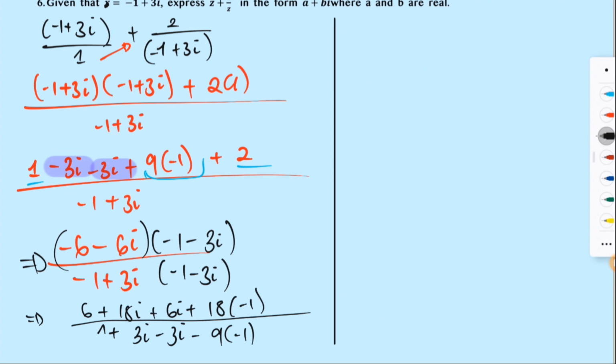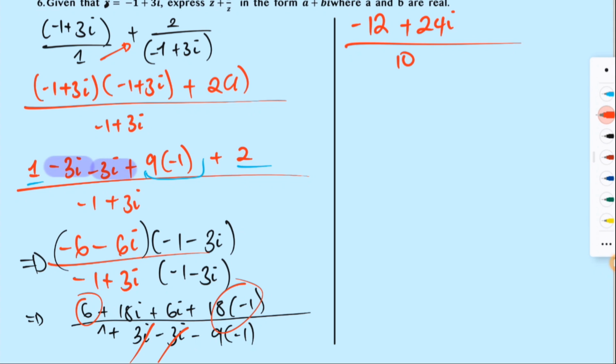Okay, this would be 6 minus 18, if I'm considering the like terms. 6 minus 18, which is negative 12. 18 plus 6i gives us 24i. Over here, these ones cancel out. 1 minus minus 9 is going to be 10.